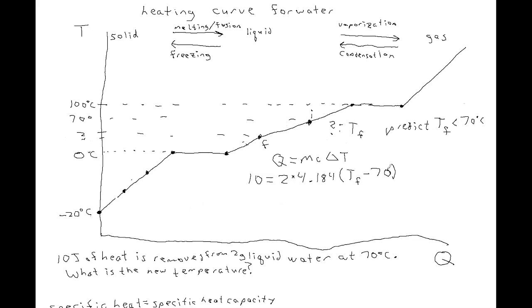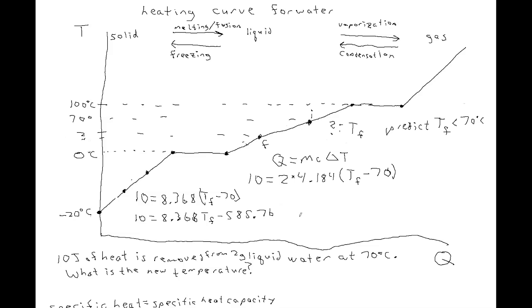So then 10 is equal to 8.368 times (TF minus 70). Then we distribute that. 8.368 times 70 is equal to... so now 10 is equal to 8.368 TF minus 8.368 times negative 70, which is equal to negative 585.76.